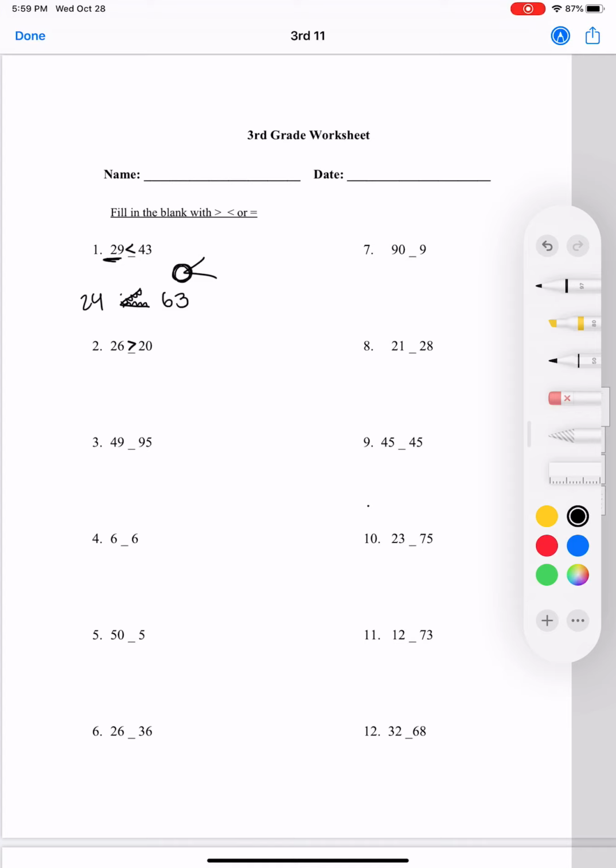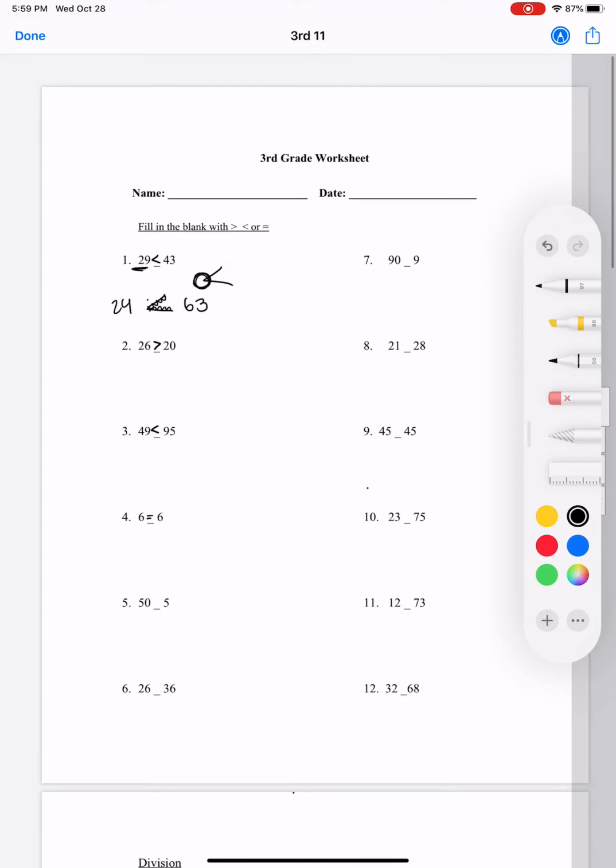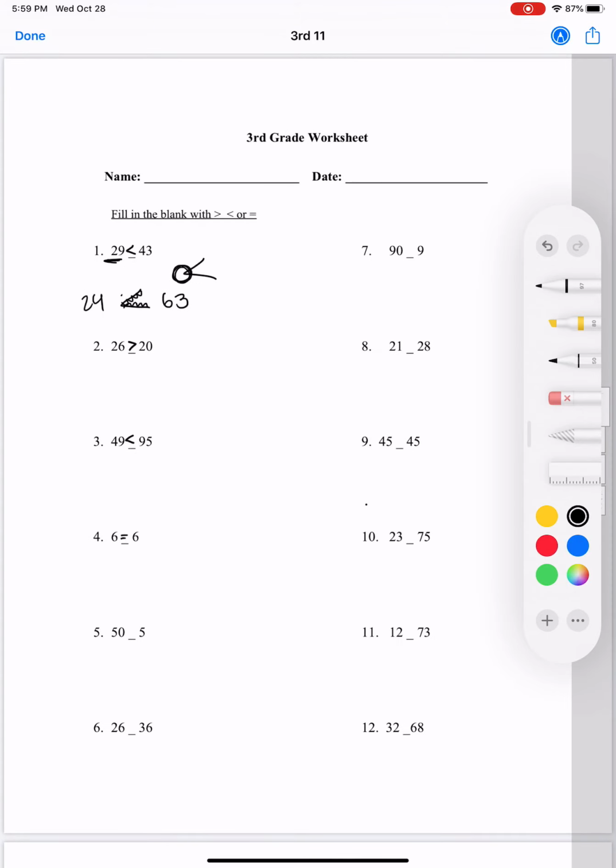49 and 95, so 49 is less than 95. 6 is equal to 6 because they are the same number, so they have the same values. And then 50 and 5, 5 is obviously the smaller number, so the alligator would want to eat the 50. Last one on this page, 26 and 36. 36 is the greater number between the two, so the alligator would want to eat the 36.